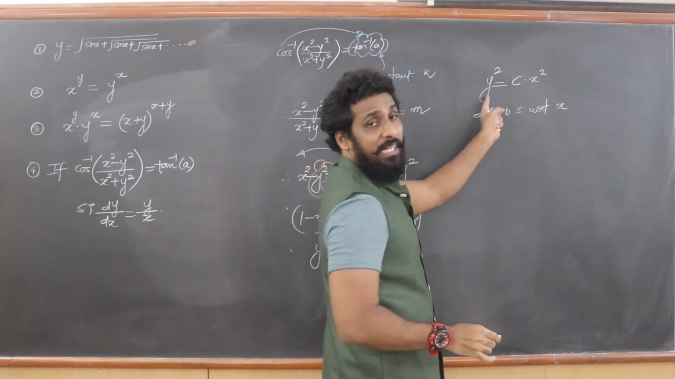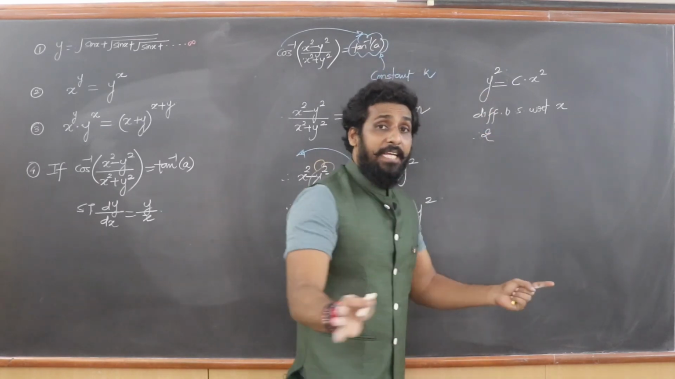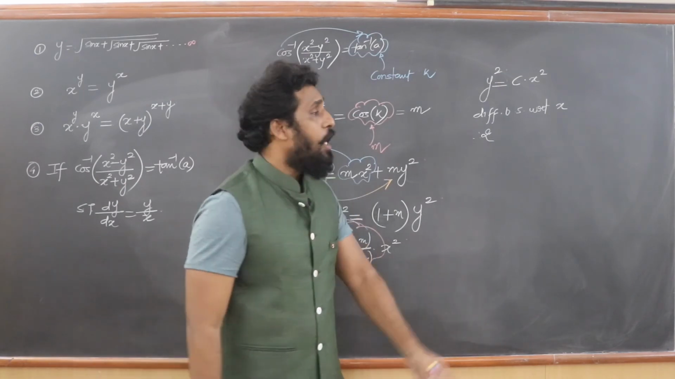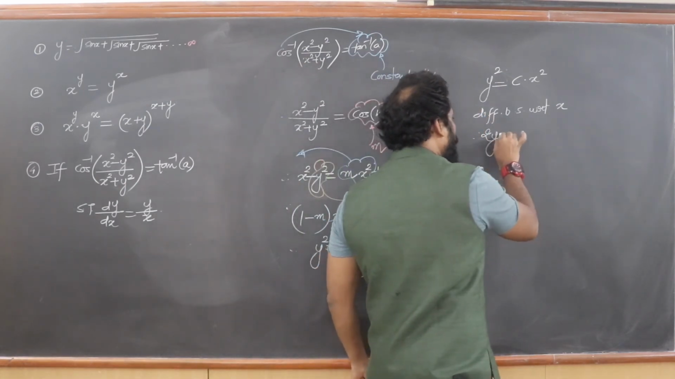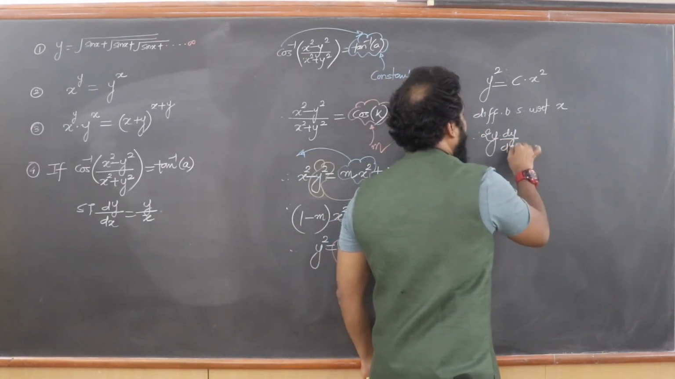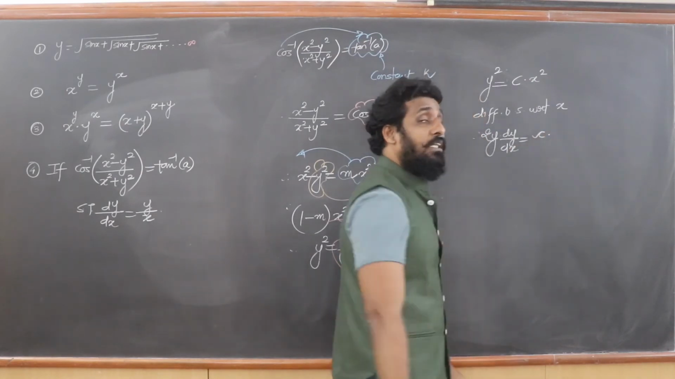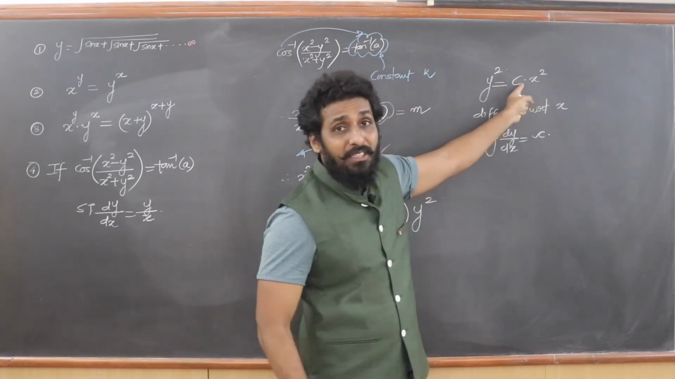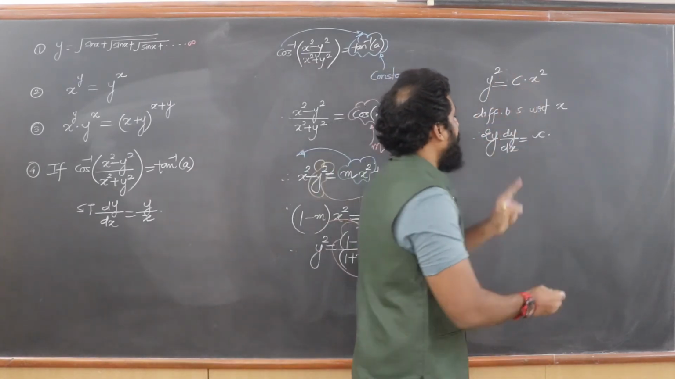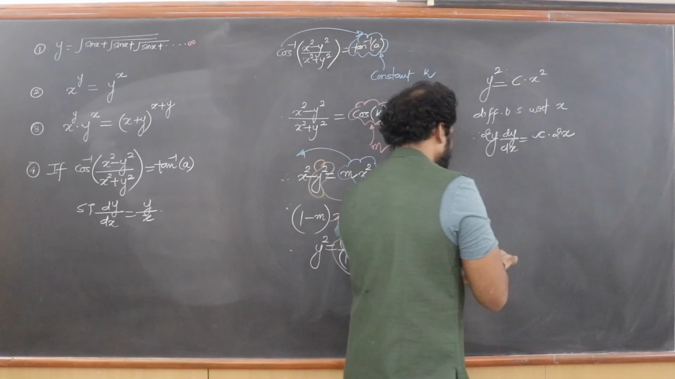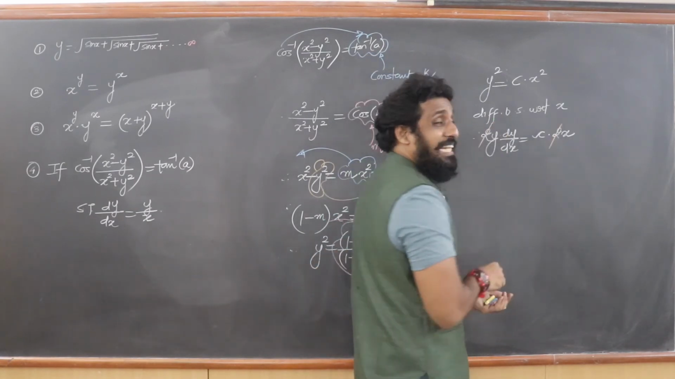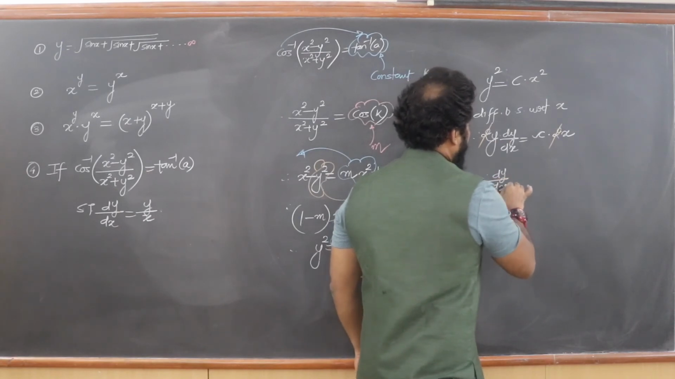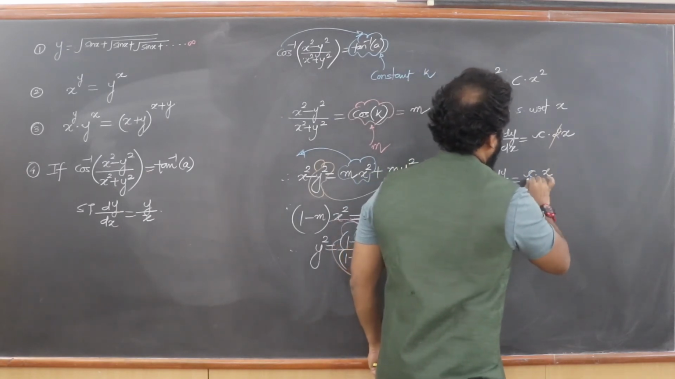So what is the derivative of y square? It is like x square for us, isn't it? Y square is like x square. Derivative of x square is 2x. So derivative of y square is also 2y, and you write dy by dx. Then c is a constant term, so it comes outside the derivative. Then the derivative of x square is 2x. This 2 and 2 will get cancelled from both the sides. So from here you get dy by dx is equal to c x upon y.